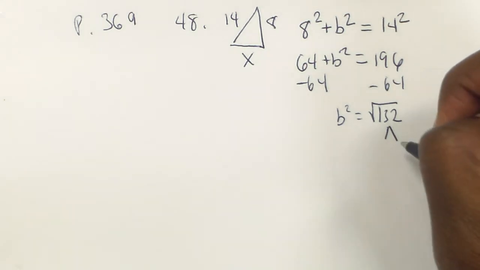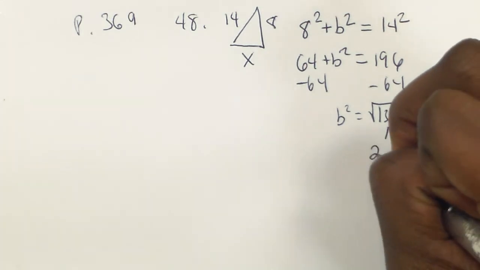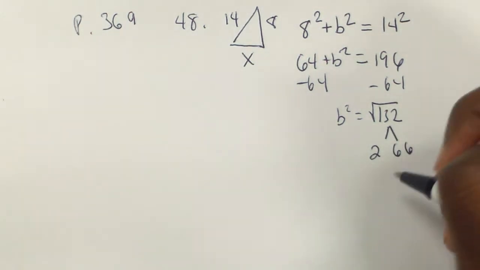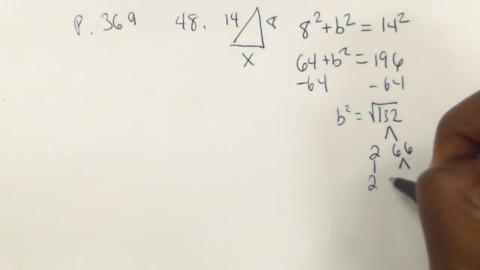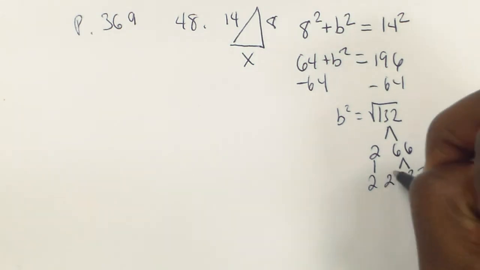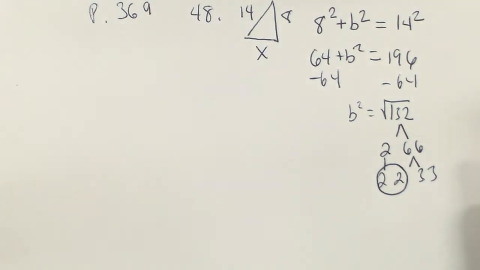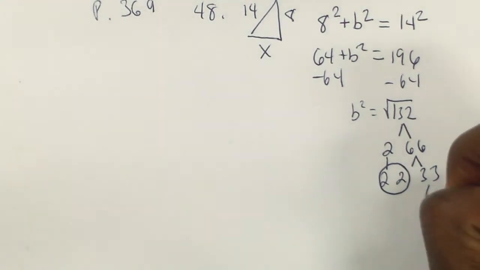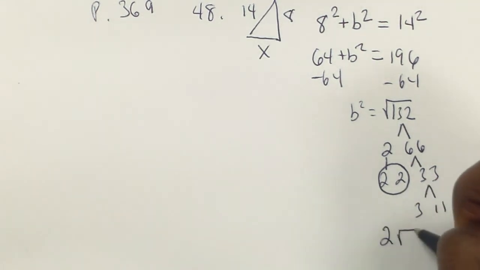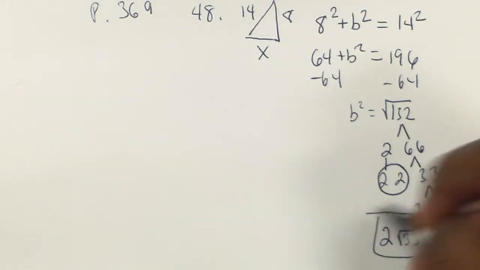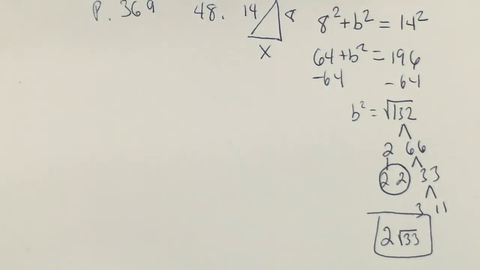So we're going to take this 132 and reduce it to 2 times 66. 2 is a prime number, so it's going to come down. We're going to break 66 down, and 66 can break into 2 and 33. So I have a pair of 2's. Can 33 break any further? Yes, it can break into 3 and 11. And that's as far as it can go. So our final answer is 2 radical 33. Got it?